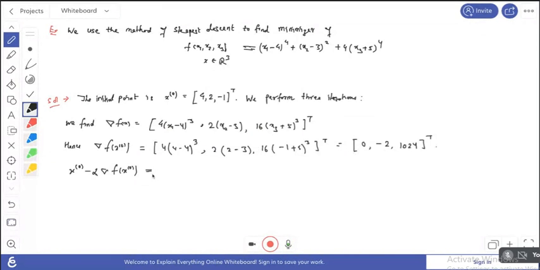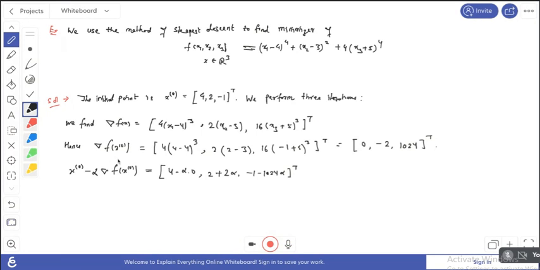Okay, so this means if we try to solve this point, the first component becomes x naught minus alpha times the f x naught component, which is 0. The second component is 0, 2 minus alpha times minus 2, so minus minus becomes plus, which means plus 2 alpha. The third term is minus 1, and here it is minus alpha times this thing, so minus 1024 alpha. So this is the value of x0 minus this thing.